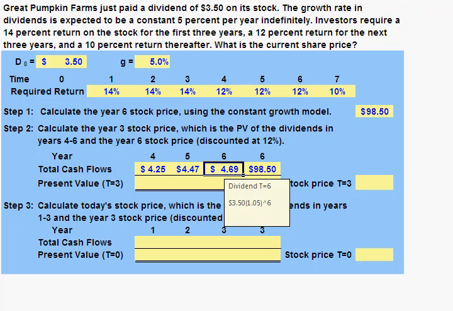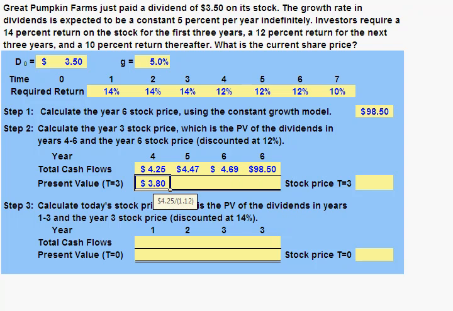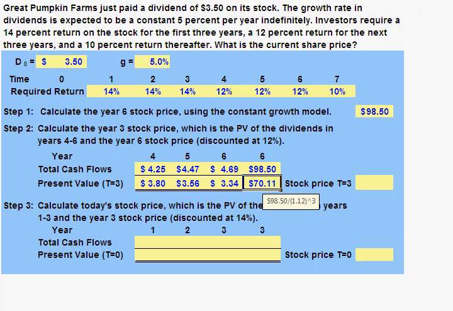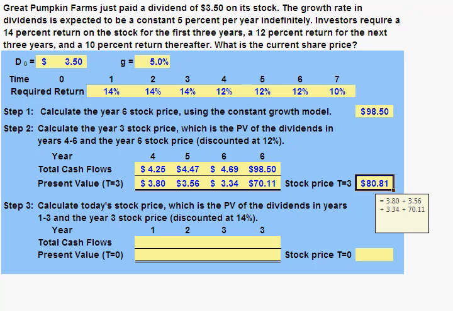We need to find the present value of those cash flows at time 3. The year 4 cash flow, we need to discount back 1 year at the 12% required rate of return. Notice 12% was our required rate of return in years 4, 5, and 6. The year 5 dividend of $4.47, we need to discount back 2 years at 12%. The year 6 dividend, we need to discount back 3 years at a 12% rate of return, as we need to do with the year 6 stock price. To find the total value of all the cash flows at time 3, or the stock price at year 3, we simply add together these 4 present values. The $3.80 plus the $3.56 plus the $3.34 plus the $70.11 gives us a total present value or stock price in year 3 of $80.81.